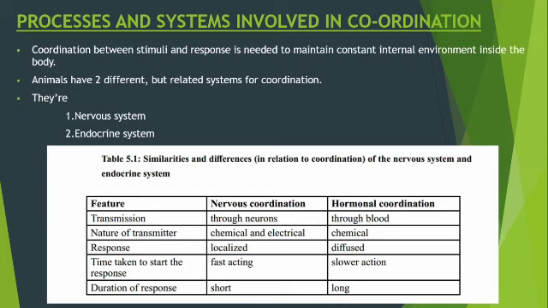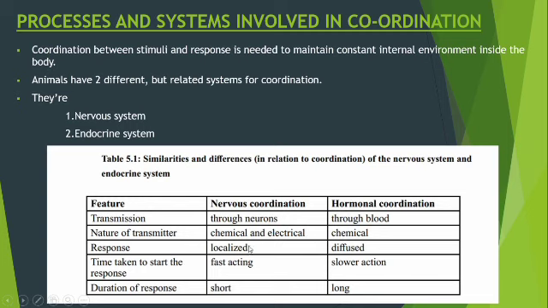Then we have to learn the similarities and differences of the nervous system and endocrine system, and we have to compare the two systems. In nervous coordination, the transmission occurs through neurons, while in hormonal coordination, the transmission occurs through blood. And in nervous coordination, there are chemical and electrical transmitters, and in hormonal coordination, there are chemical transmitters because the hormones are chemicals. In nervous coordination, there are localized responses, and in hormonal coordination, there are diffuse responses.